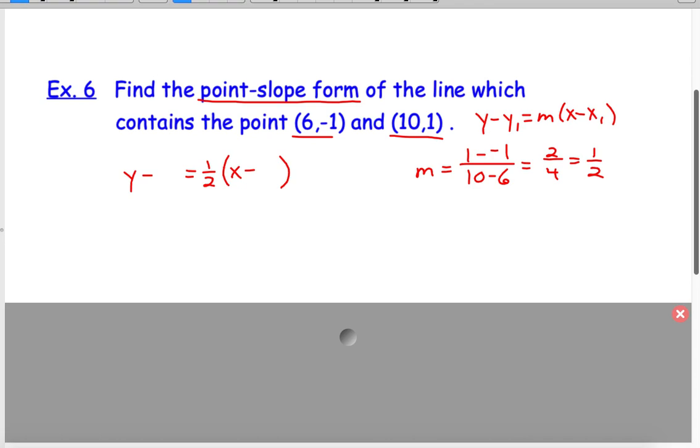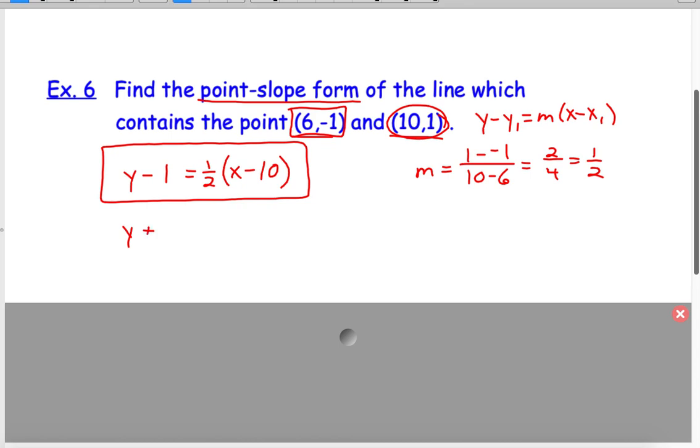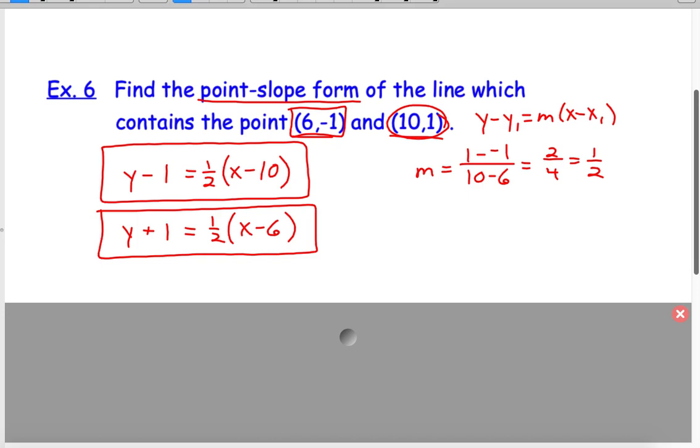Now they gave me 2 points, so it doesn't matter. I could use either one. Let's use the 10, 1 point. That would be y minus 1 equals 1/2 times the quantity x minus 10. And so that is one possible correct answer. On the other hand, we could have plugged in the other point, 6, negative 1, and it would become y plus 1 equals 1/2 x minus 6. And that would also be a correct answer. So either one of those would be acceptable.